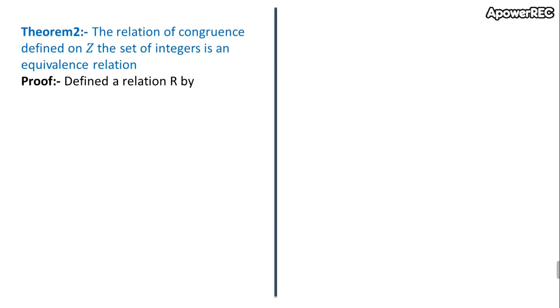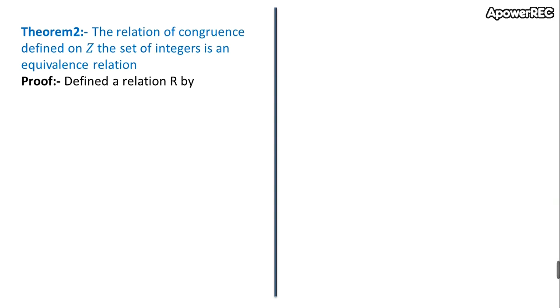Theorem number 2. The relation of congruence defined on Z, the set of integers, is an equivalence relation. First, we have to know what an equivalence relation is. An equivalence relation is nothing but a relation which is reflexive, transitive and symmetric. Now come to the proof of theorem 2.